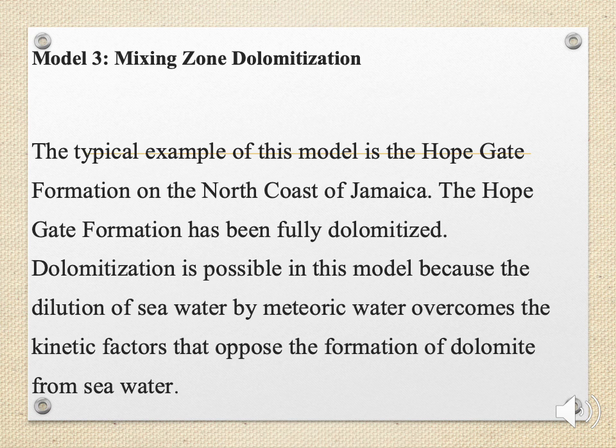The third model is the mixing zone dolomitization. And a typical example is thought to be the Hope Gate Formation, which is a quite popular formation on the north coast of Jamaica. So if you ever went to the Discovery Bay Marine Lab, especially if it was on a geology excursion, you might have seen the Hope Gate Formation. And the Hope Gate Formation is fully dolomitized. And dolomitization is possible in this model because the dilution of seawater by meteoric water overcomes the kinetic factors that oppose the formation of dolomite from seawater.